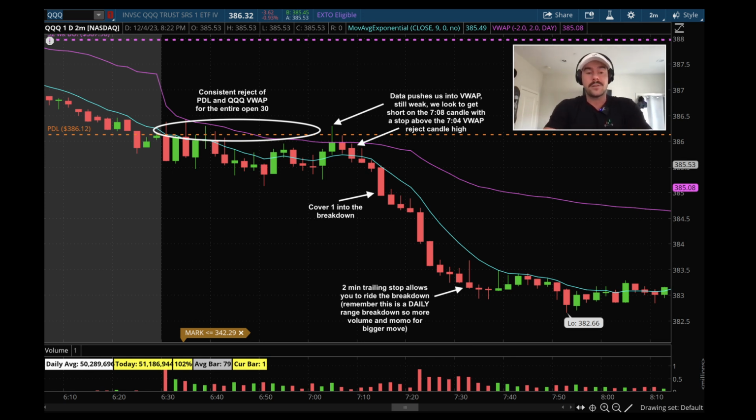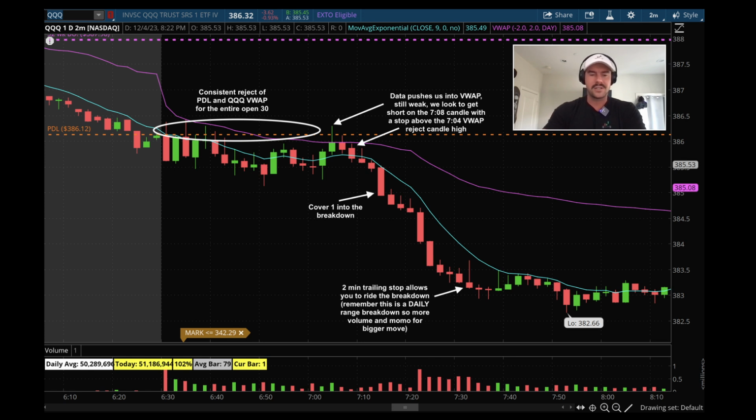In the first 20 to 30 on this QQQ chart, I'm noticing first of all there are two areas of confluence here. One is the level I have marked, that's prior day low. As a rule of thumb from data I've collected, if we're opening under prior day low and we're consistently rejecting it and can't even get above it, that's a sign of weakness. Then you pair that with the purple line here, which is VWAP.